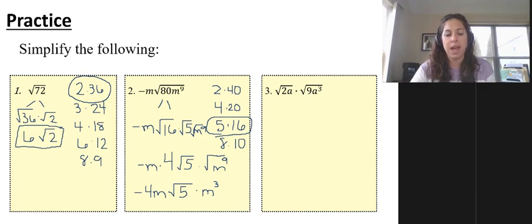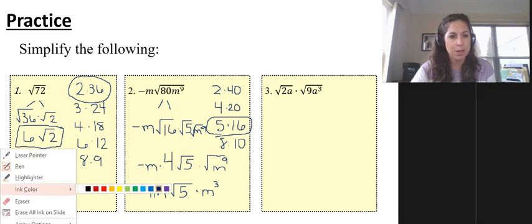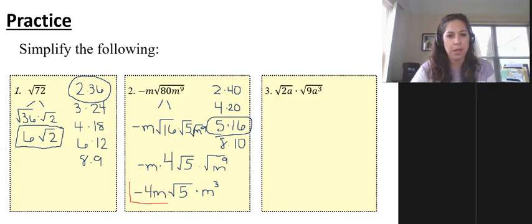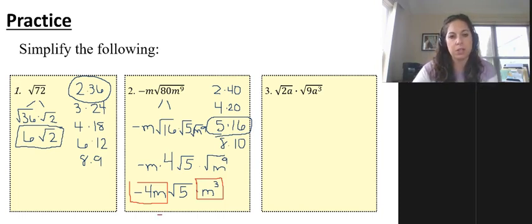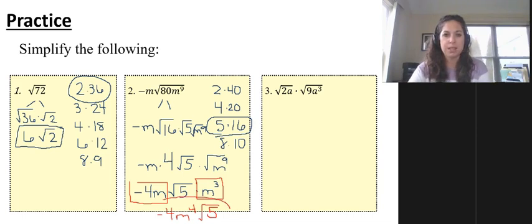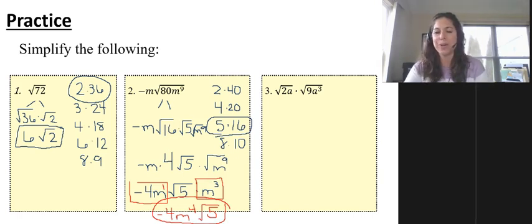This is going to be on the outside, so let me change colors here. I need to multiply negative 4m times m to the 3rd. They're no longer under radicands, so I can go ahead and multiply those. So my final answer here would be negative 4m to the 4th square root 5. And that is simplified as far as it goes. Remember, you add exponents when multiplying. So that's how I got 4 there.